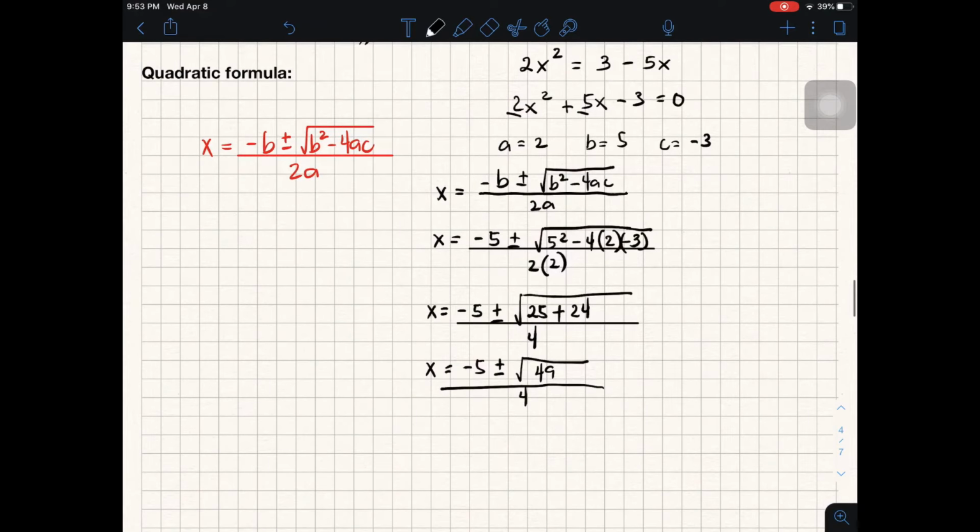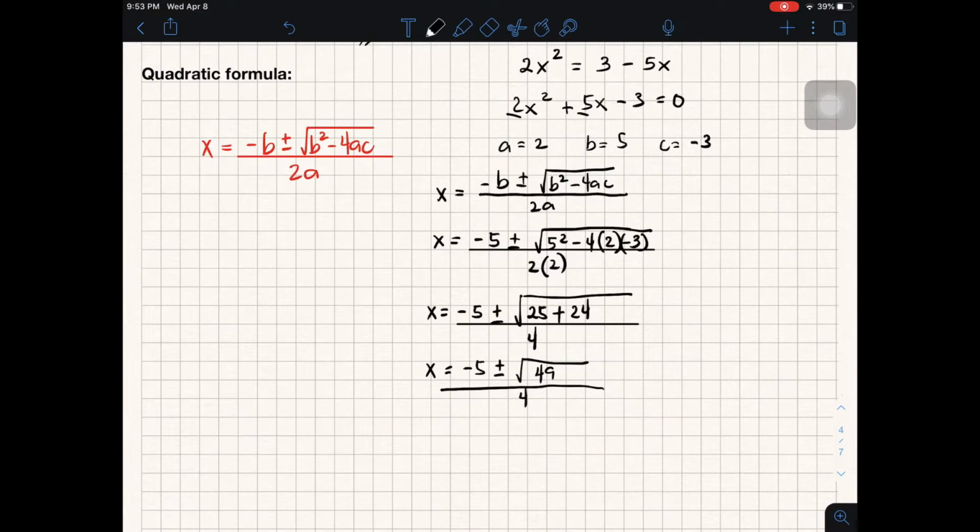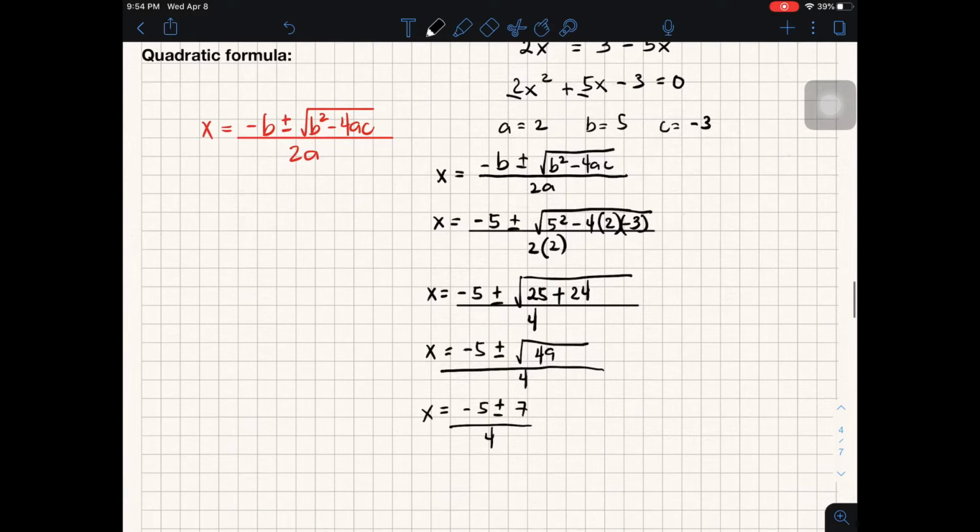So, we need to simplify the radical sign. Since yung ating radicand ay 49, square root of 49 is 7. So, we have x is equal to negative 5, positive negative, 7 over 4. Kasi yung square root ng 49 is 7. And then, so ito na. We need to simplify this fraction for us to get the values of x.